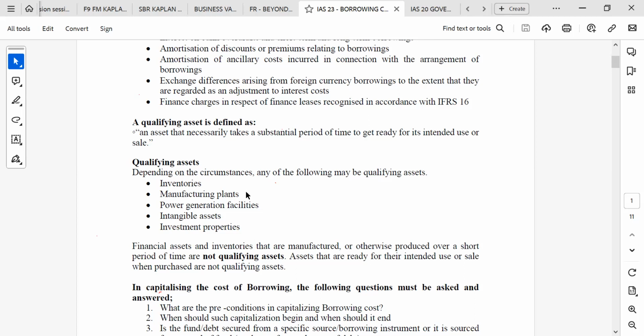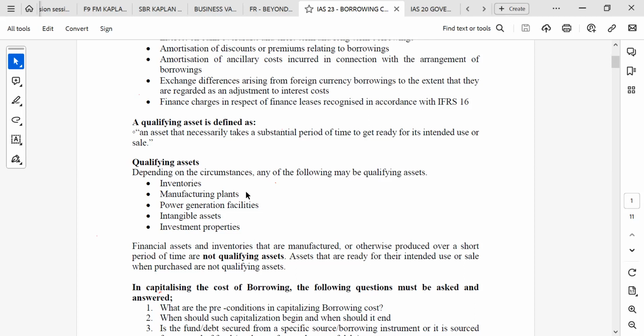So financial assets and inventories that are not manufactured or otherwise produced over a short period of time are not qualifying assets. Assets that are ready for their intended use or sale when purchased are not what? Qualifying assets. Only the asset that is going to take a substantial period before it will be ready for use.